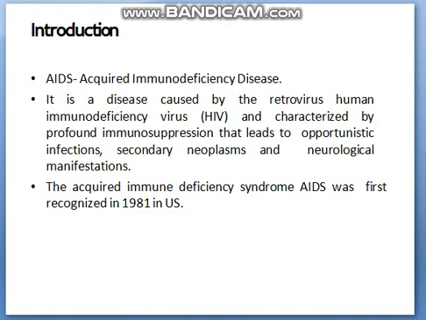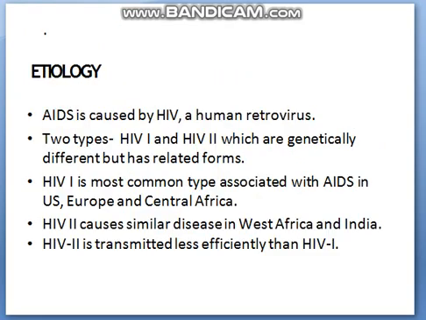Next is etiology. AIDS is caused by HIV, a human retrovirus. Two types of HIV are present, HIV-1 and HIV-2, which are genetically different but have related forms. HIV-1 is the most common type associated with AIDS in the US, Europe and Central Africa. HIV-2 causes similar disease in West Africa and India. HIV-2 is transmitted less effectively than HIV-1.